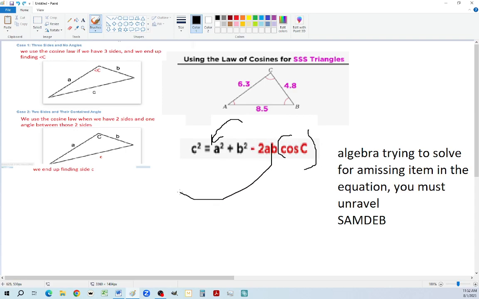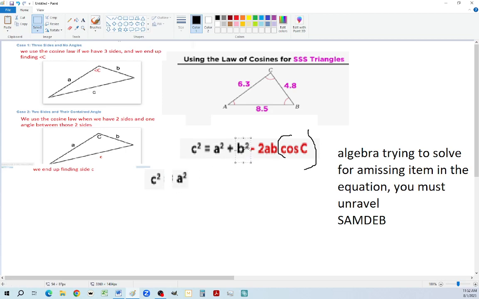And you're right, you could move this all to the other side and it might be easier. I'm going to show you both methods. So instead I'm going to say a squared and b squared are being added to this mess, so I'm going to subtract them from both sides. When I subtract them from the right side, they clearly disappear. So I'm going to subtract on both sides.